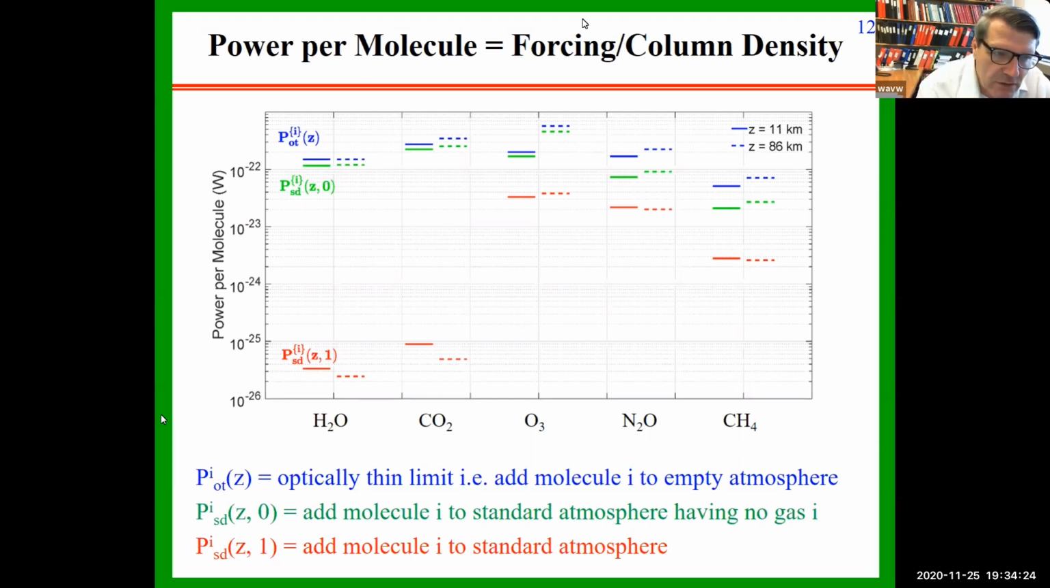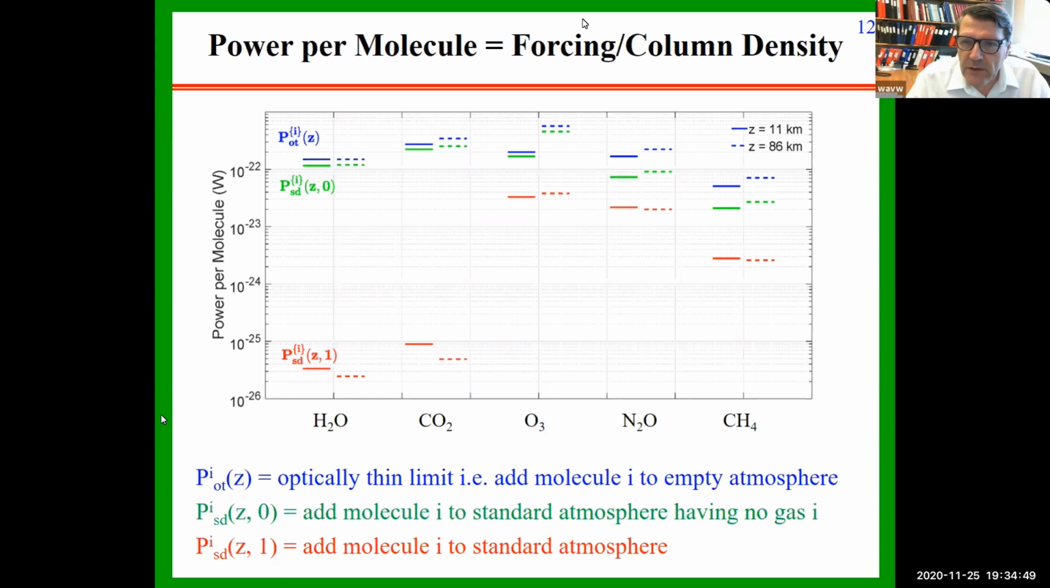And now you see there's a huge difference between the blue and the red, and that gives you your measurement of the saturation. That scale on the left side is logarithmic. That means that each unit changes by a factor of 10. So you see the saturation is about a factor of 1,000 for water vapor.